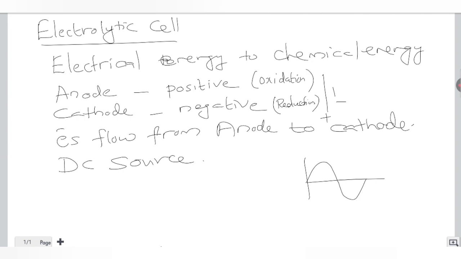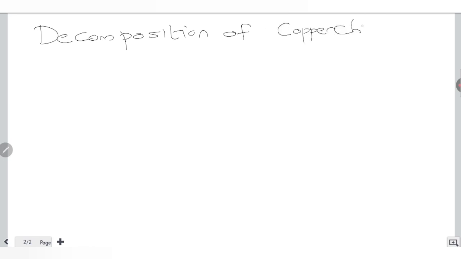So in the electrolytic cell, we have 4 applications. The first application is decomposition of copper chloride. Decomposition means splitting copper chloride into copper and chlorine. That is a decomposition reaction. So for this, our experimental setup is, let me draw it for you.